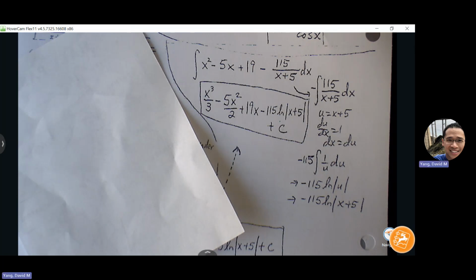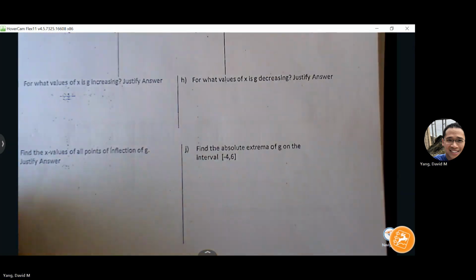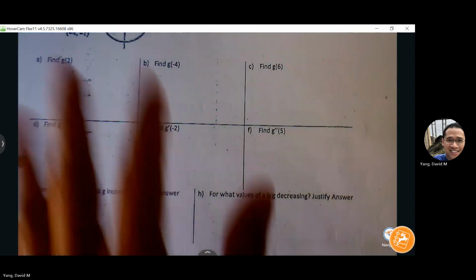Okay, let's go to page 3 from your test review. So this is a problem where we're going to build our functions. Page 3.